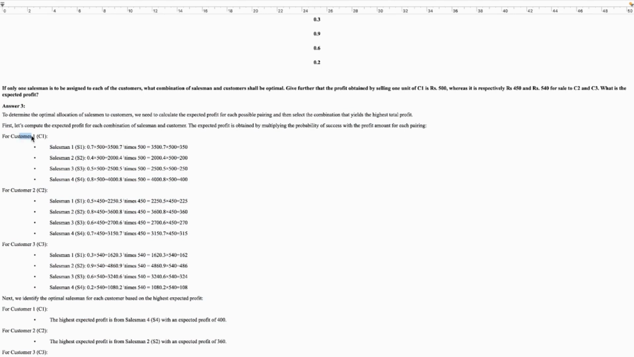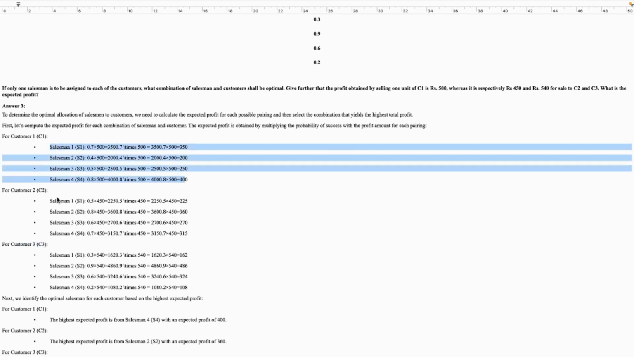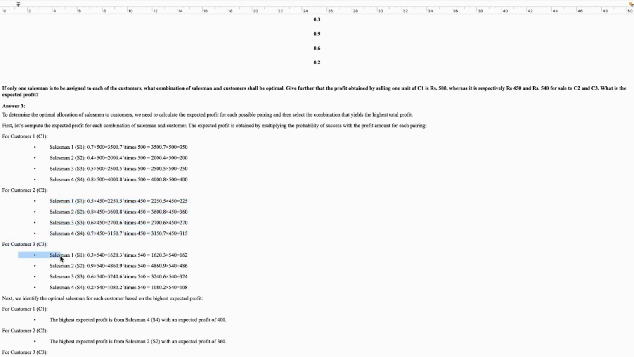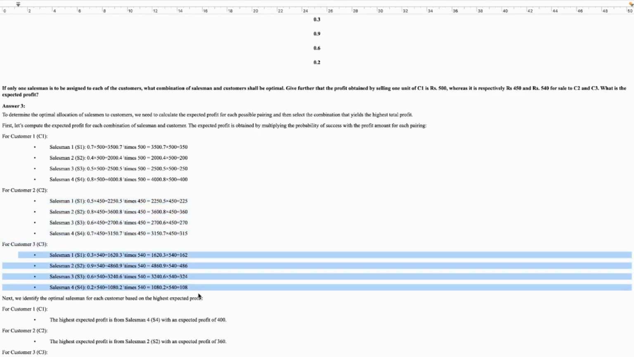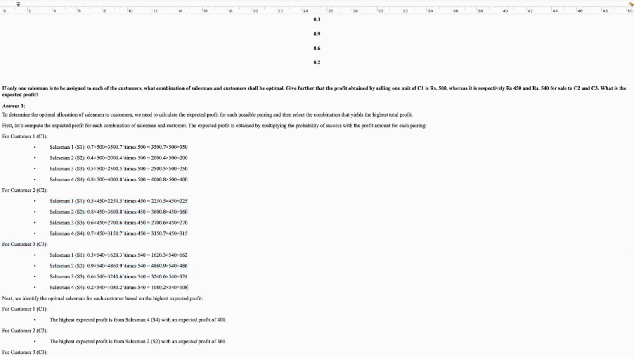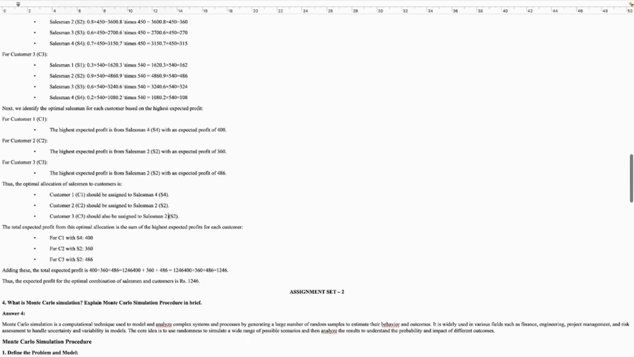for customer C1, for customer 2 C2, and for customer C3. We will be solving it and getting all the answers for each and every salesman. And next, identify the optimal salesman for each customer based on their highest expected profit. For C1, for customer 1 C1, and for customer 2 C2, for customer 3 C3.